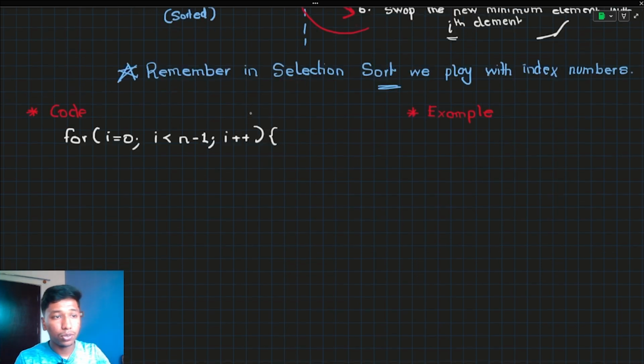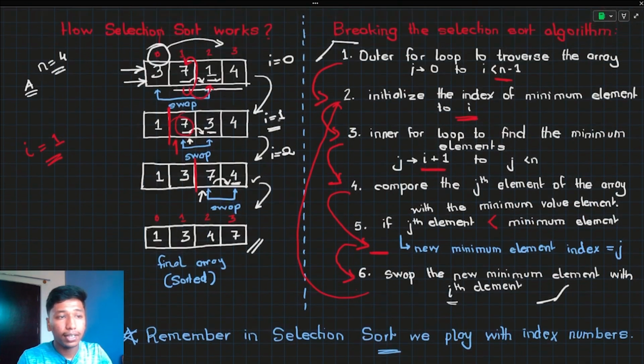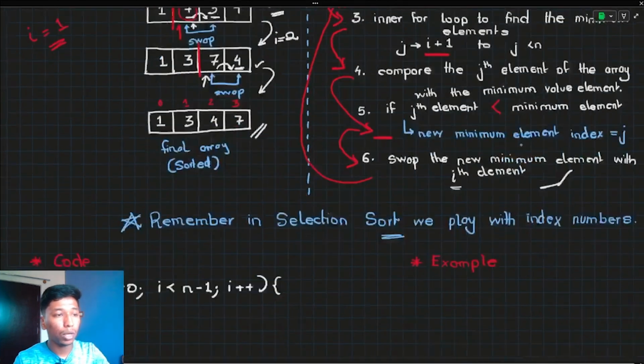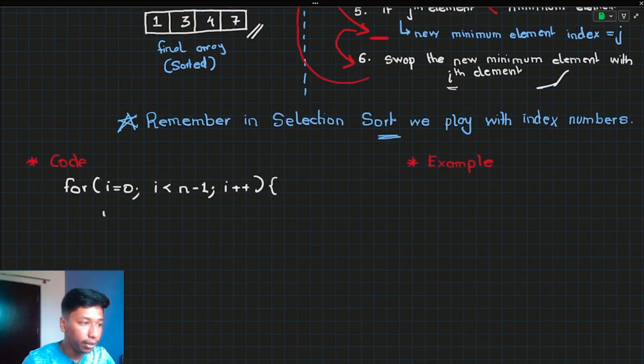In the second step, as you can see, we have to initialize the index of the most minimum element. So what I'll do is I'll initialize i min, the index of the most minimum element, to the value of i.